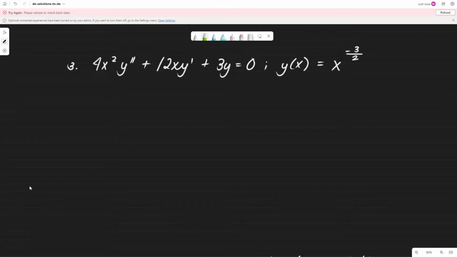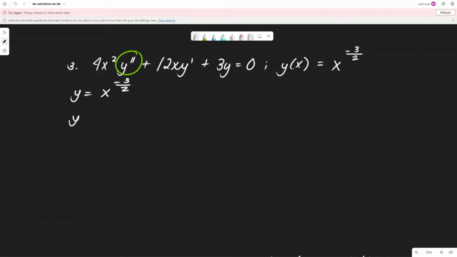We have the given differential equation 4x squared y double prime plus 12xy prime plus 3y is equal to 0. We're asked to find if y of x is equal to x raised to negative 3 over 2 a solution to the DE. So we have our y is equal to x raised to negative 3 over 2. So what is our highest derivative? Obviously, we have y double prime. So 2 times lang tayo the derivative.